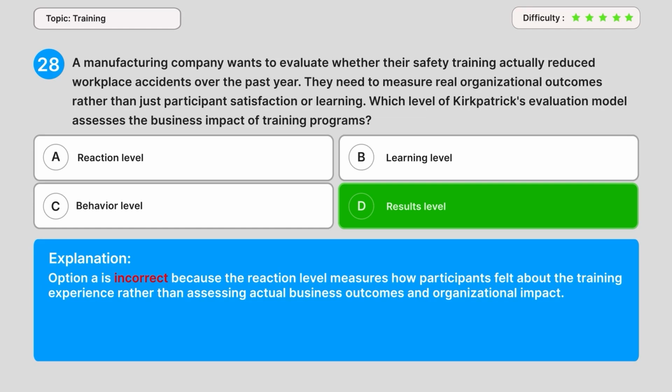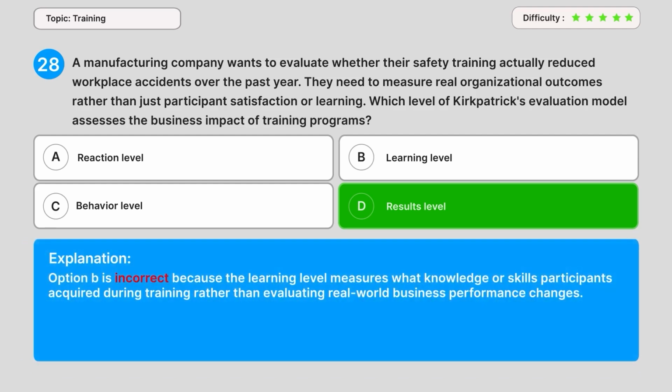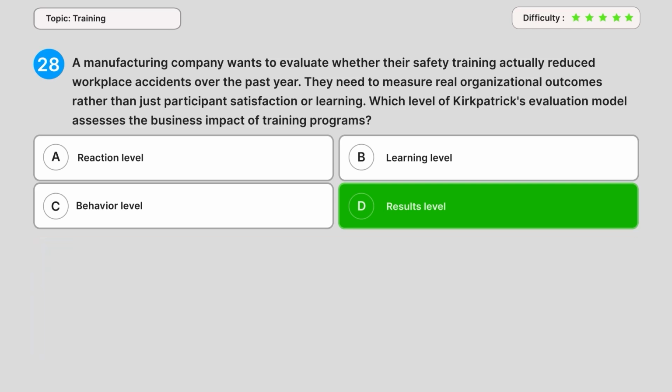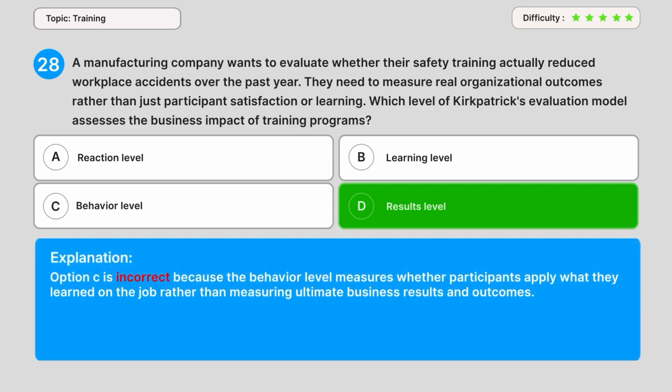Option A is incorrect because the reaction level measures how participants felt about the training experience rather than assessing actual business outcomes and organizational impact. Option B is incorrect because the learning level measures what knowledge or skills participants acquired during training, rather than evaluating real-world business performance changes. Option C is incorrect because the behavior level measures whether participants apply what they learned on the job, rather than measuring ultimate business results and outcomes.